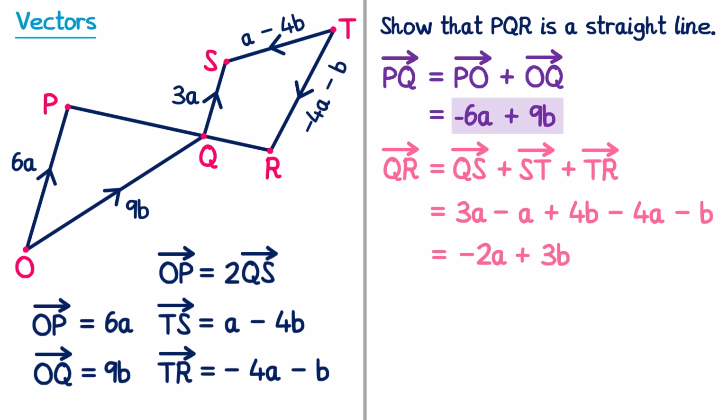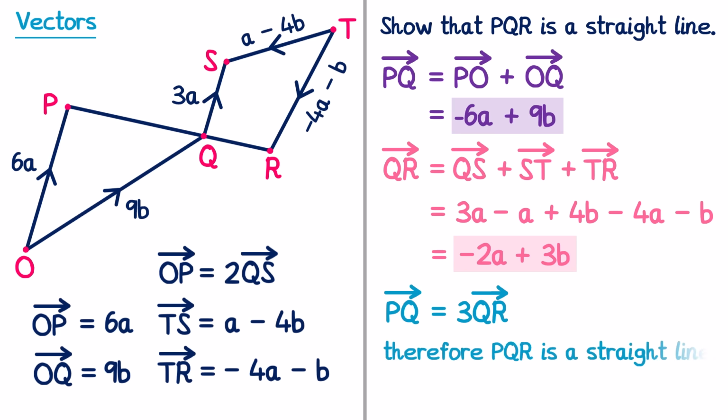So if we look at negative 6a plus 9b and negative 2a plus 3b, we can see that these are parallel because one of them is a multiple of the other. If we take 3 lots of QR, we'll get PQ. So we can write that PQ is equal to 3 lots of QR, and then we write a statement, something like therefore PQR is a straight line. It's worth remembering in this question that we weren't just showing they were parallel, we specifically chose vectors that had a common point, in this case Q.